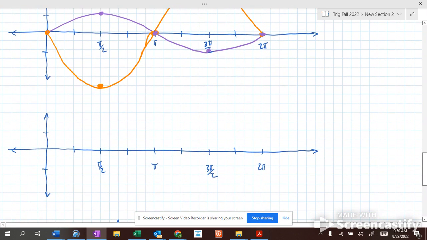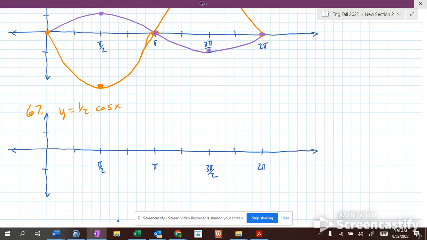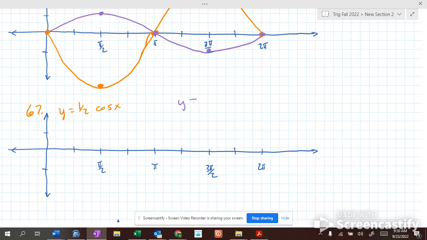All right, 67. 67 is y equals 1/2 cosine of x. So what should I graph first? Y equals cosine of x. Where does cosine of x start? 0, 1. The cosine of 0 radians is 1.